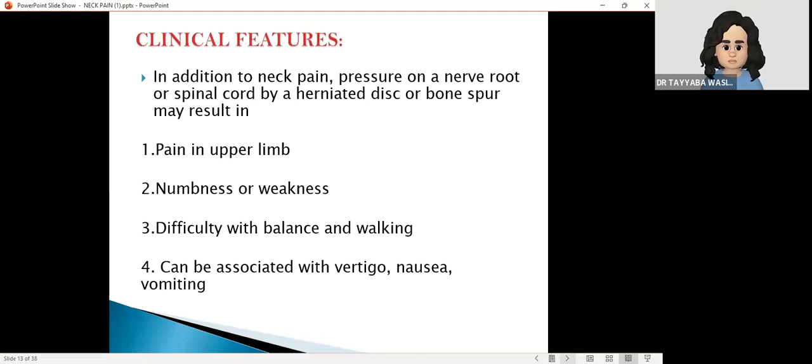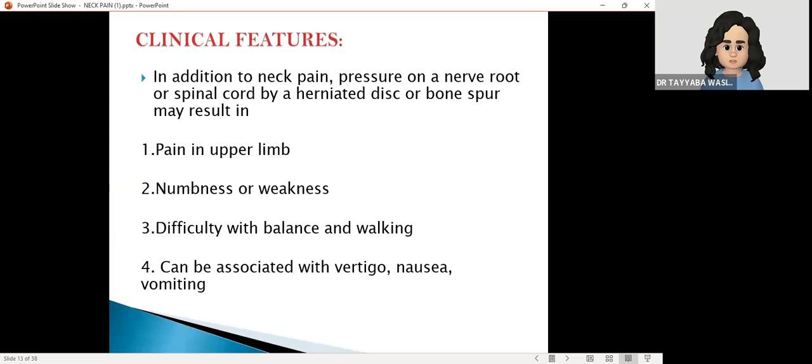Now we will discuss the various clinical features with which the patient can present in our OPD setting or in an emergency department. In addition to the neck pain, the patient can have various other symptoms that can be because of compression of the nerve root or compression of the cervical cord, because of a herniated disc or a bone spur.